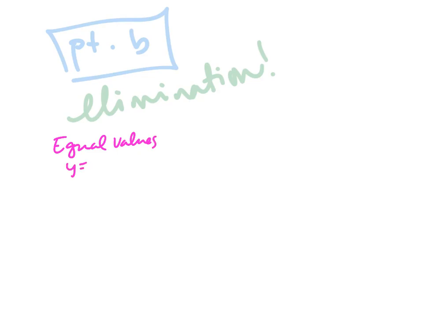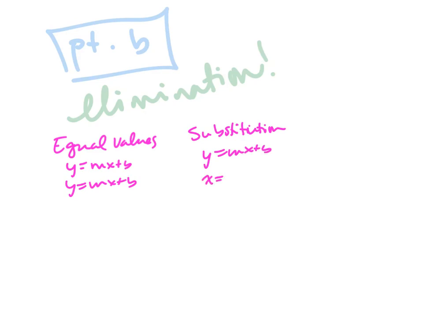Is like y equals mx plus b, y equals mx plus b. Substitution has one where it's substitution. Is like y equals mx plus b, and maybe like x equals, well, it's different though. And then elimination is both ax plus by equals c, or like the x's and y's can be removed.